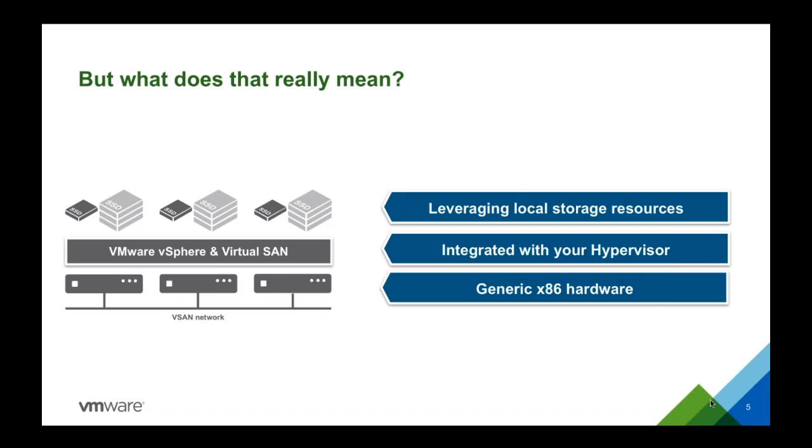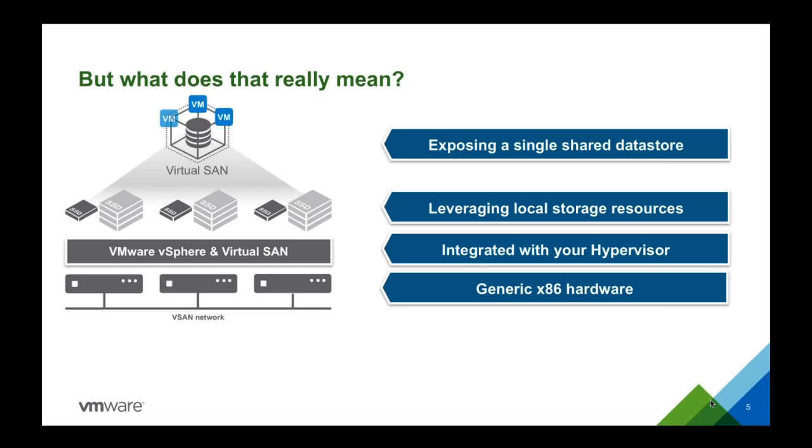Next up, we take local storage resources. We don't need an external expensive disk array. We're going to leverage local disks in these servers, and then combine them together to produce a single shared datastore. What the single shared datastore will do is provide resiliency. It provides all the great VMware features you're used to needing for shared storage, things like high availability, DRS, vMotion, and fault tolerance are all supported.